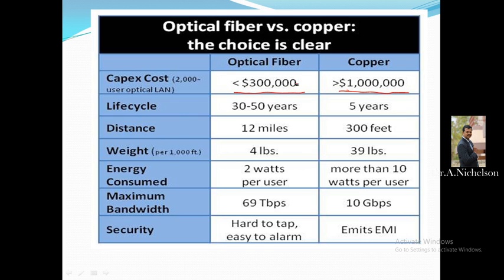Okay, next, life cycle. If you see how long it will last, optical fiber can stand for 30 to 50 years, but copper can stand for only 5 years. A distance you can extend it for 12 miles, but for copper this is only for 300 feet. So over 300 feet you have to have a pole and some repeater, etc., and it will be extended, but optical fiber can be extended to 12 miles.